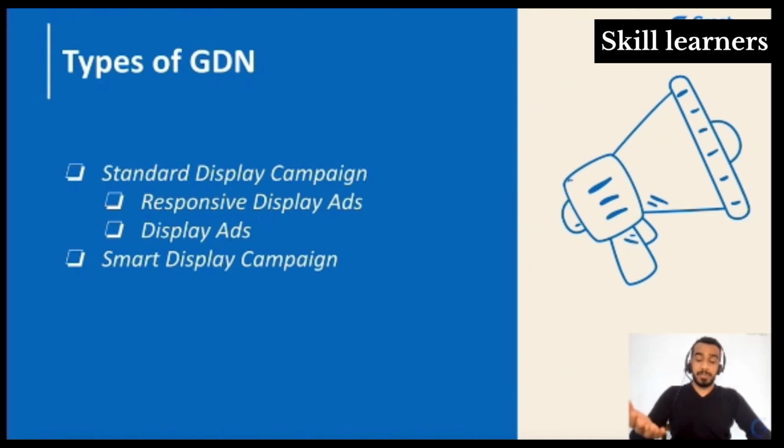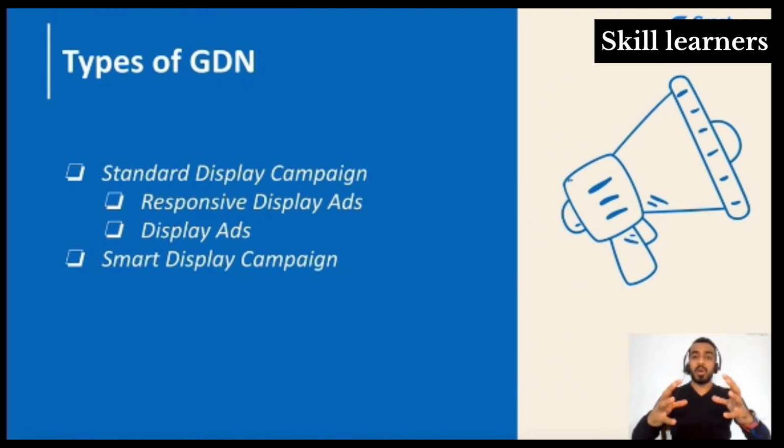Whereas in the standard display campaign that we mentioned earlier, there are again two subtypes within that. One is the display ads and the second is responsive display ads. So within that campaign, there are two types of ads that you can launch. The responsive display ad is where you can provide text, that is the headline and description. You can give images, that is different types of banner sizes that Google supports. You have to give the logo and also video assets. So it's a combination of text, images, video, and the logo that you use in responsive display ad.